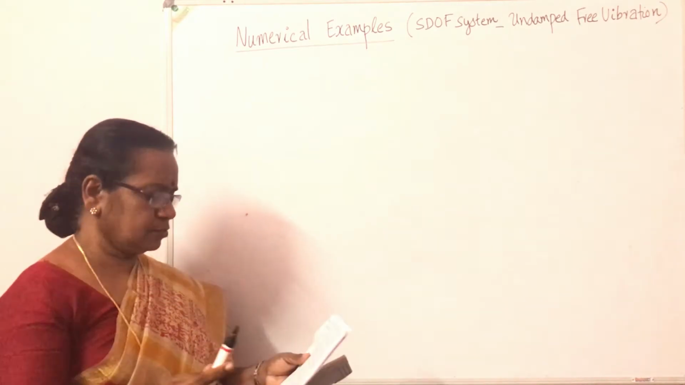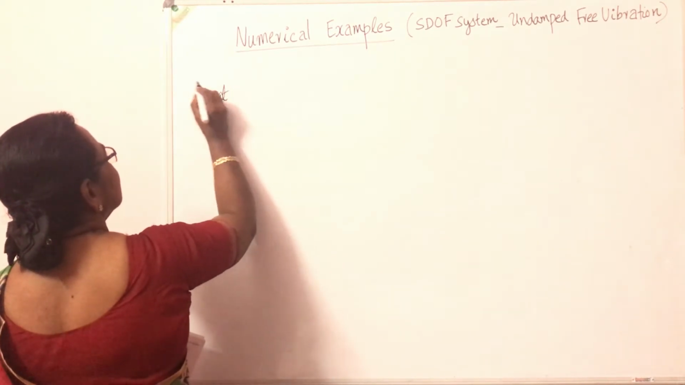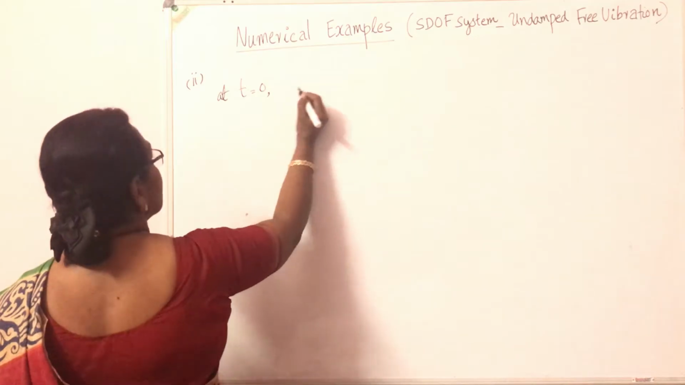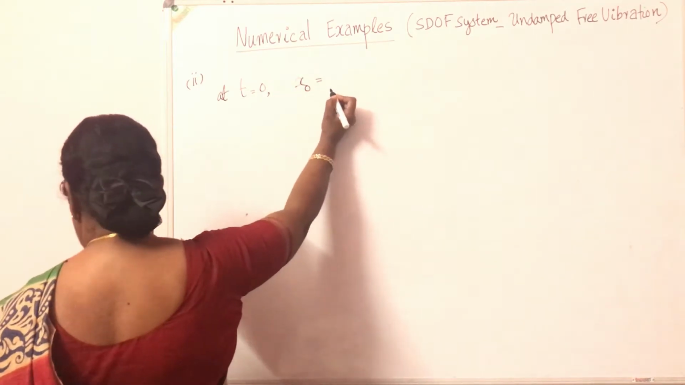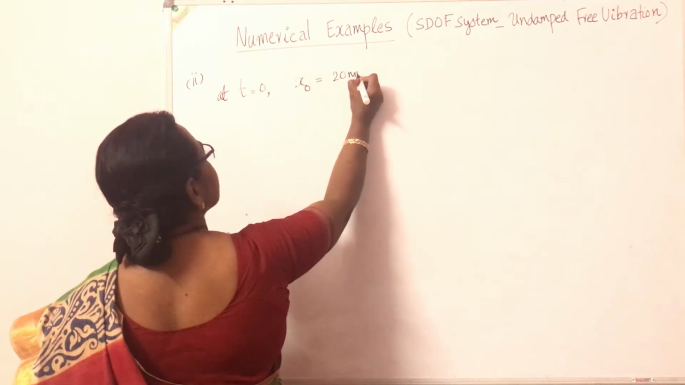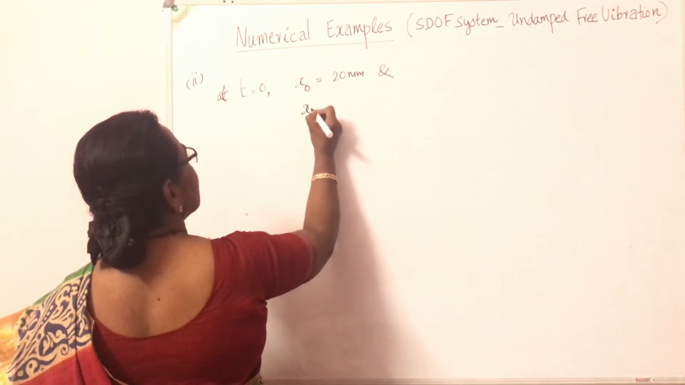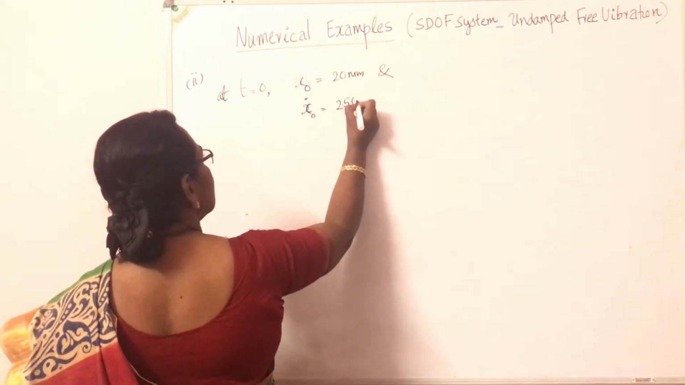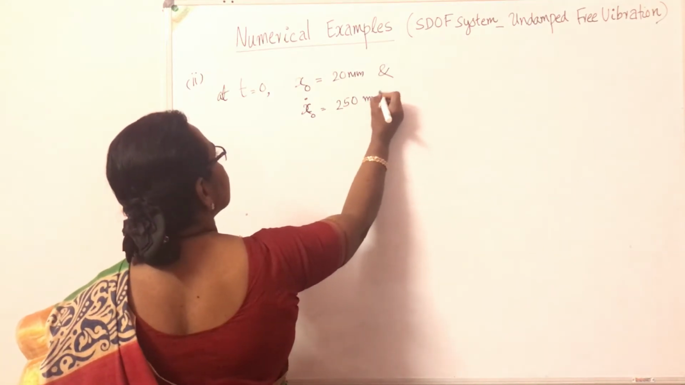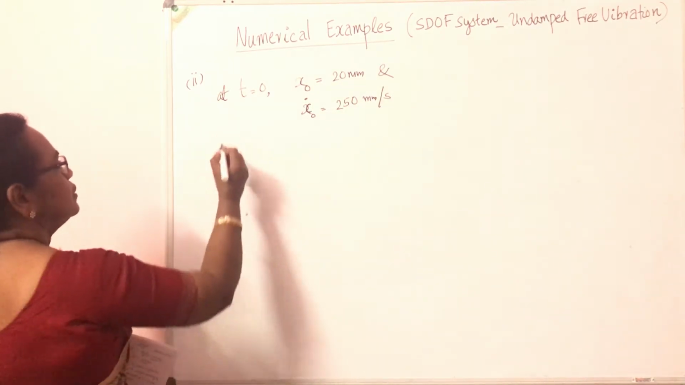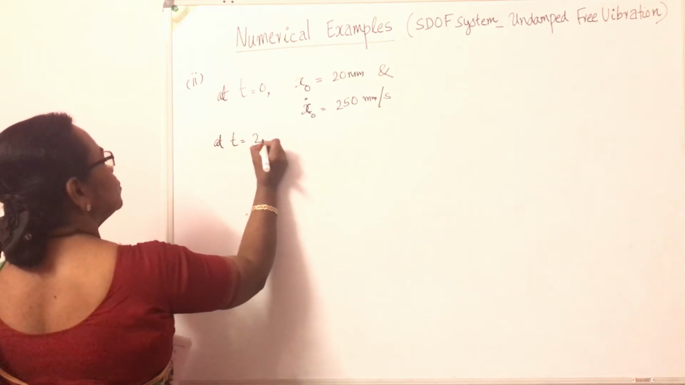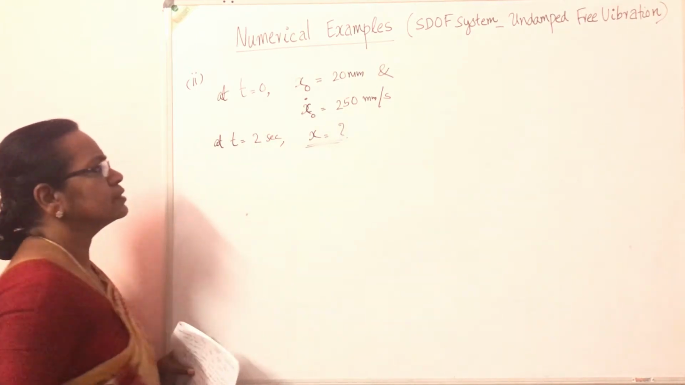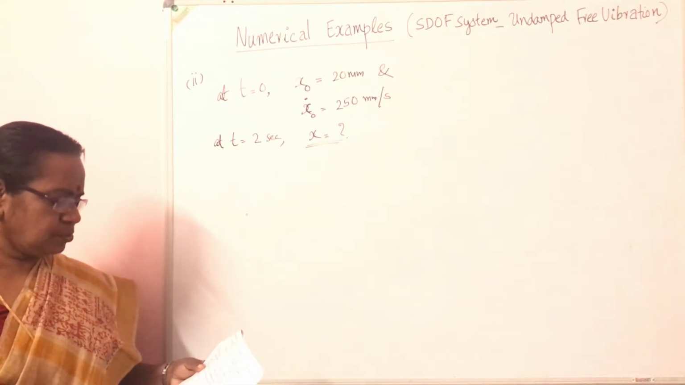So the second part: at time t is equal to 0, the system is given an initial displacement x0 is equal to 20 millimeter and initial velocity x0 dash is equal to 250 millimeter per second. You are asked to find out the displacement at t is equal to 2 seconds.